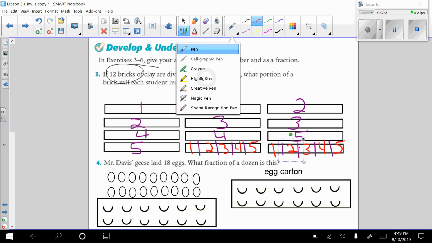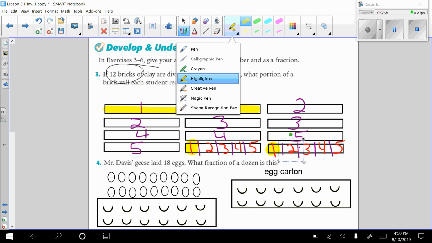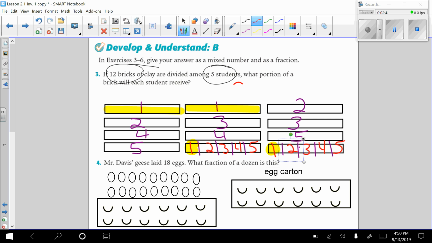When we look at this, we can see student 1 got 1 whole brick, another whole brick, 1 piece here, and 1 piece here, which means that the student got 2 whole and 2/5 of what was remaining. If I wanted to change that to an improper fraction, I could do so by taking the whole number times the denominator plus the numerator. So that would be 2 times 5 plus 2, which gives me 12/5. So each person got 12/5 of the clay. Do you notice 12 and 5 were the numbers I had in the problem?